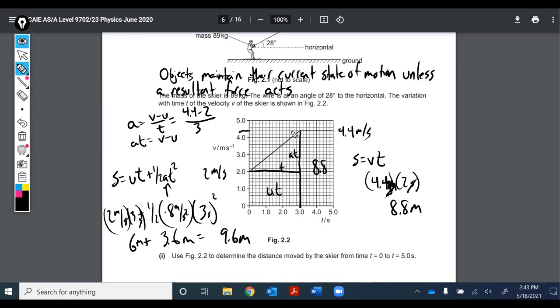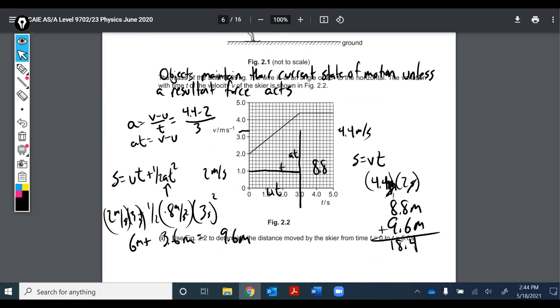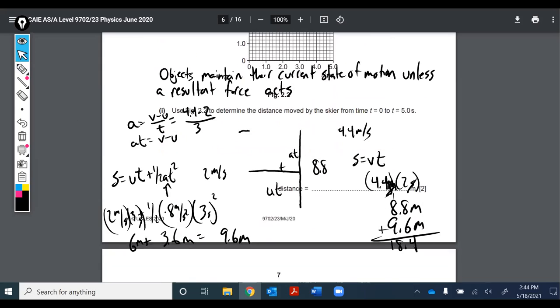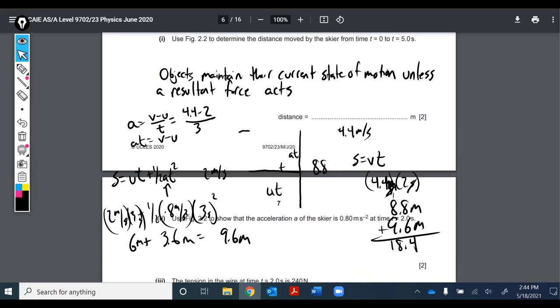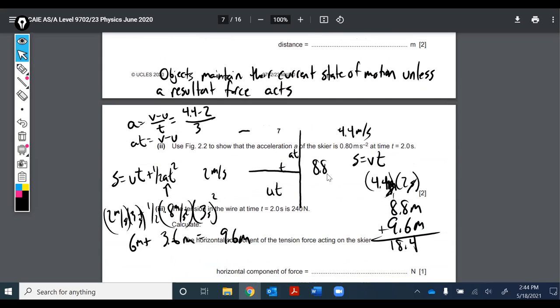And then staying at 4.4 meters per second for 2 seconds covers another 8.8. So the total distance traveled is going to be the sum of these two. 9.6 plus 8.8 is 18.4 meters. You should get that. We'll check the mark scheme, make sure you did well on that one. 18.4 meters, keep that in mind for number 1 method.